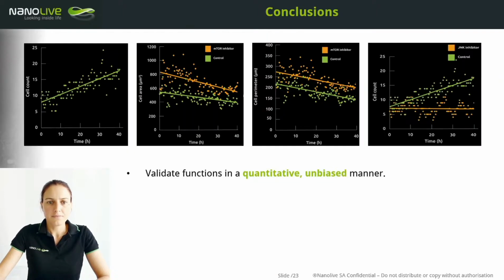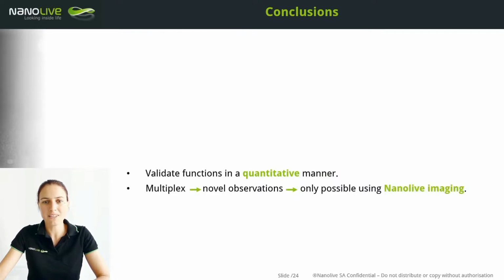So in conclusion, Nanolive imaging validates known functions of cells in a quantitative manner. Our technology is label-free and non-invasive, and this ensures that our results are unbiased and reports the real response of cells to a drug perturbation, rather than the response of cells to method perturbation. This increases the biological relevance of your results and should inspire confidence in the data that you produce.